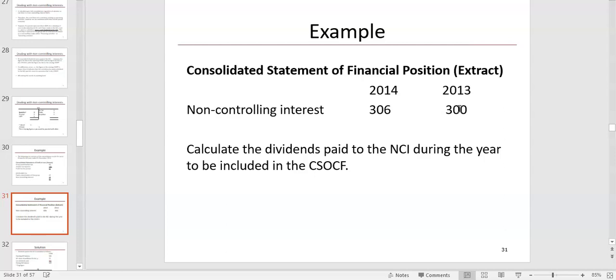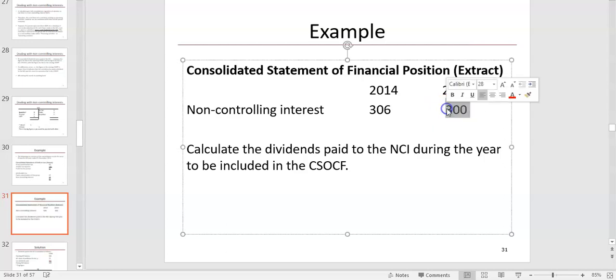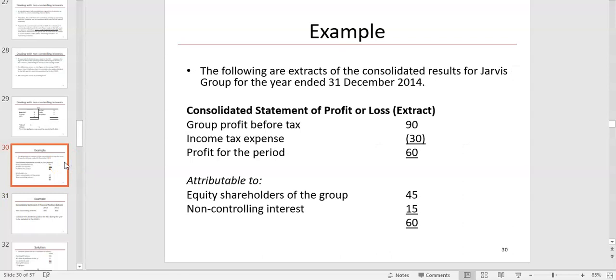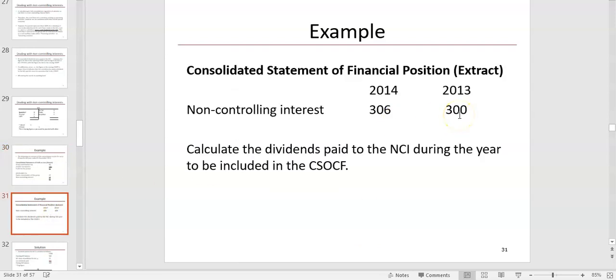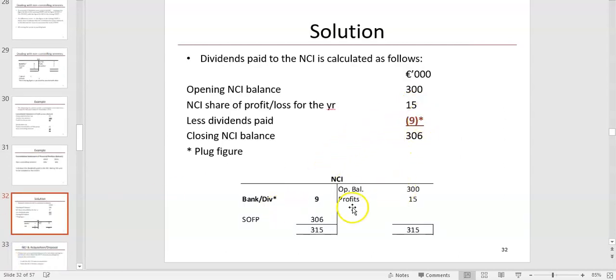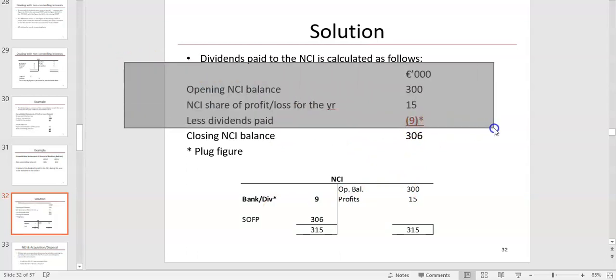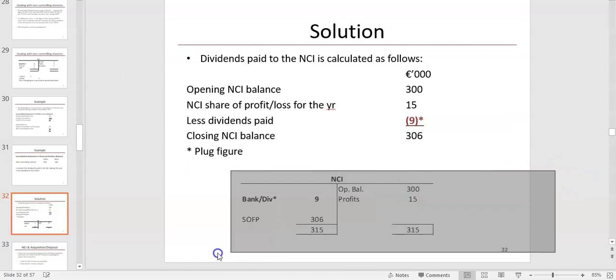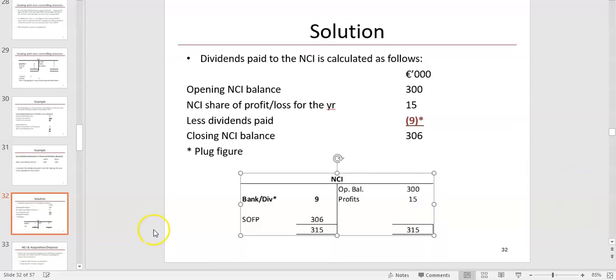So think about it, even from a basic equation point of view, the opening balance at the start of the year, the NCI was 300. The only thing that moved the NCI during the year, which we'll see in the group or consolidated statement of profit and loss that you'll be given, was their share of profits, which is 15. So that means at the end of the year, if nothing else happened, the NCI should be opening balance plus profits. It should have been 315. It's actually only 306. The difference there is 9. Whether you do it in an equation format like that, or whether you do it in a T account format, that's up to you. Whichever one you're comfortable with.